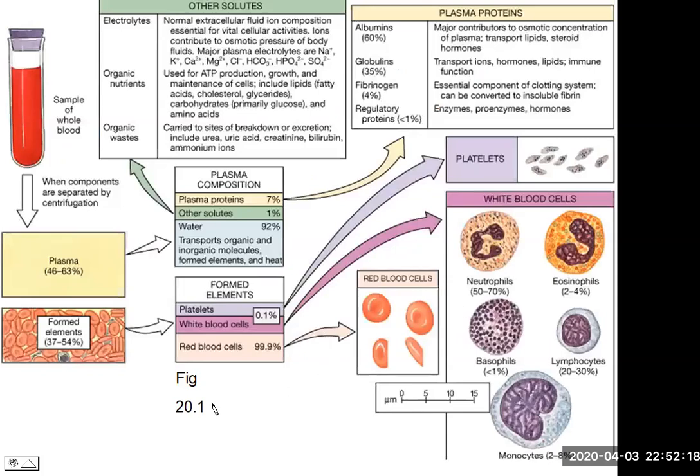So if we start here with this figure, the introduction to the chapter, if we have a whole blood sample, and again, using a centrifuge, we could separate it. And now you start to see the broader range of variation. So the percentage of plasma versus formed elements. In the plasma, as we just mentioned, of course, a large percentage of water. And then we've touched on these three categories of plasma proteins. So each of those, the brief description as we touched on.